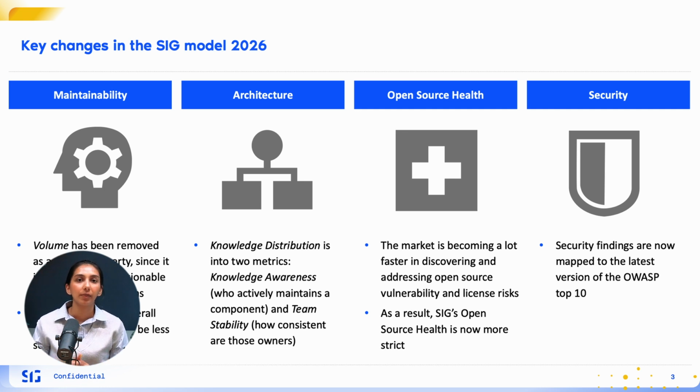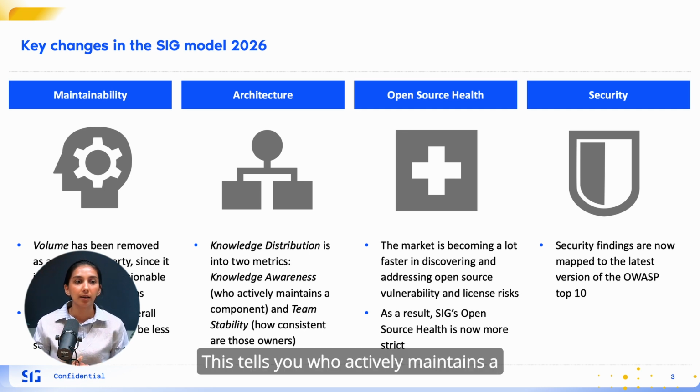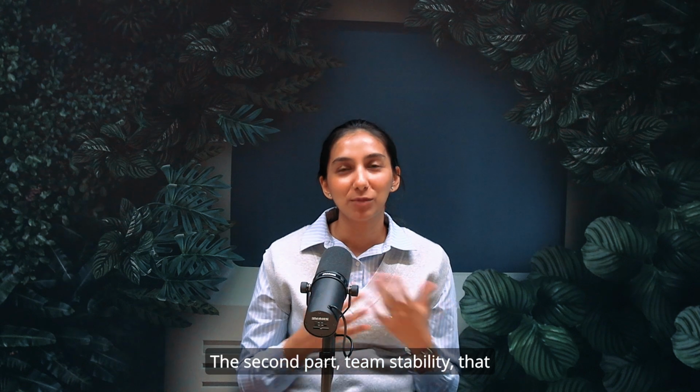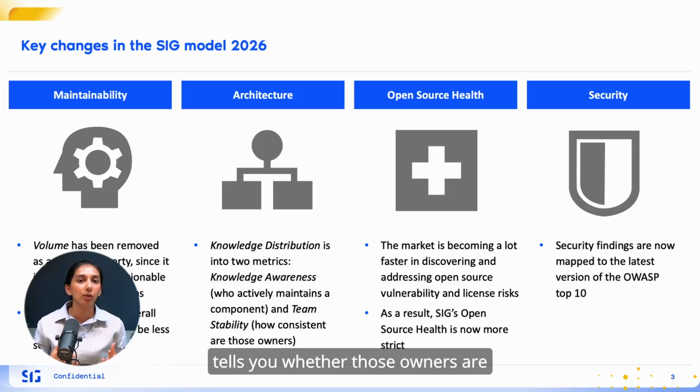Second, for architecture, the knowledge distribution metric has been split into two parts, and each part describes a different meaning. The first one, knowledge awareness. This tells you who actively maintains a component and how concentrated that ownership is. The second part, team stability, tells you whether those owners are consistently showing up over time.